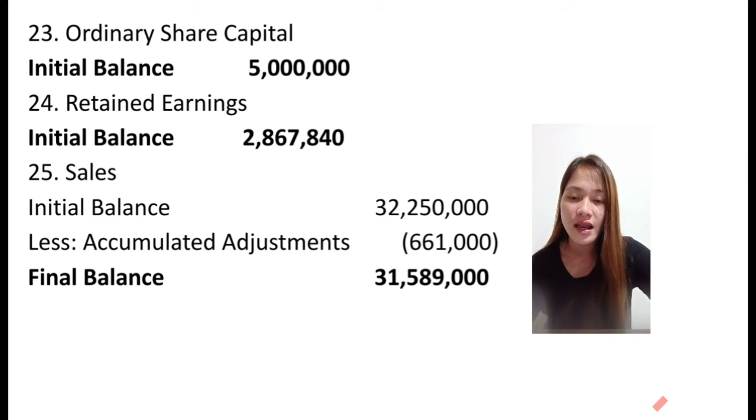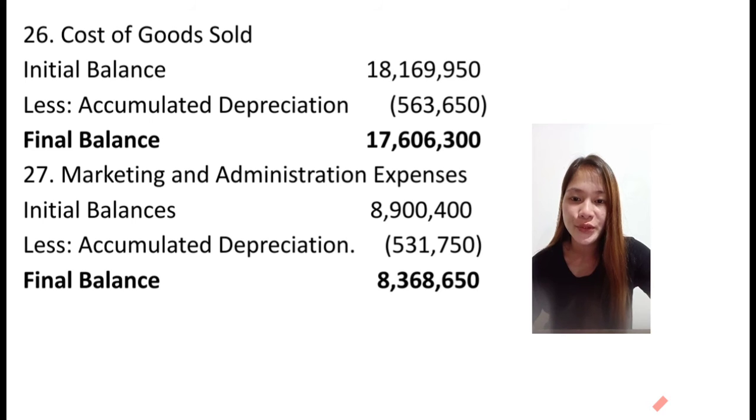Number 25, sales. So the initial balance is 32,250,000 pesos, less the accumulated adjustment 661,000 pesos. So the final balance is 31,589,000 pesos.